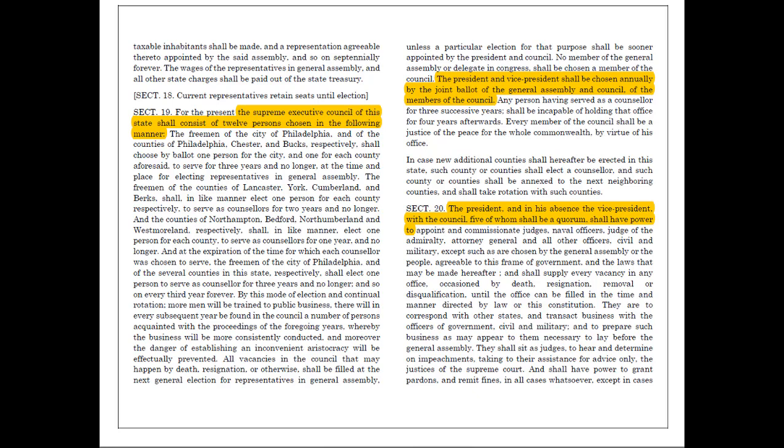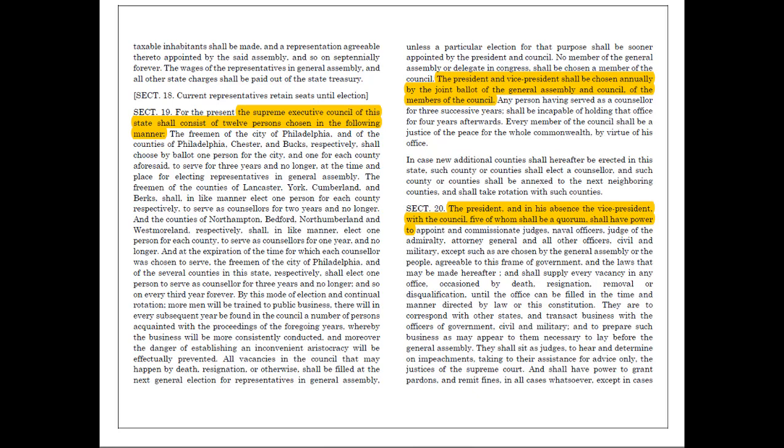Here in Section 19: "For the present, the Supreme Executive Council of the state shall consist of 12 persons chosen in the following manner," and they distribute the voting. If you come down about 2/3 of the way, "by this mode of election and continual rotation, more men will be trained to public business."